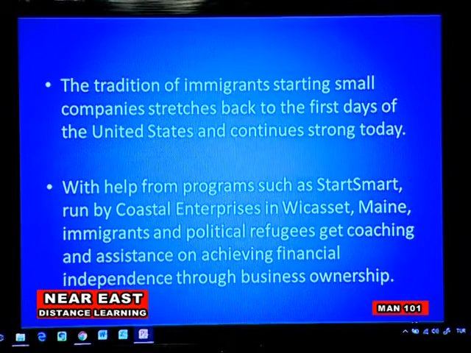Growing diversity in entrepreneurship. Small business growth is also being fueled by women, minorities, immigrants, and young people who want alternatives to traditional employment. Women are starting small businesses for a number of reasons. Some choose to run their own companies so they can enjoy a more flexible work arrangement. Others start their own business because of barriers to corporate advancement, known as the glass ceiling. The tradition of immigrants starting small companies stretches back to the first days of the United States and continues strong today. With help from programs such as Start Smart, run by Coastal Enterprises in Wiscasset, Maine, immigrants and political refugees get coaching and assistance on achieving financial independence through business ownership.